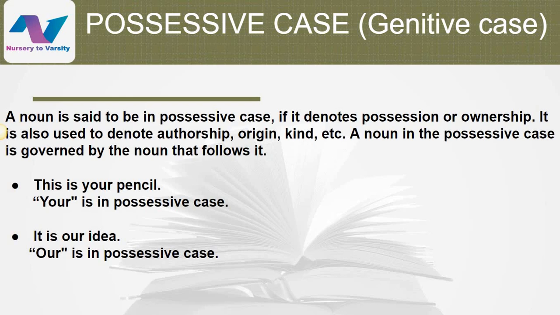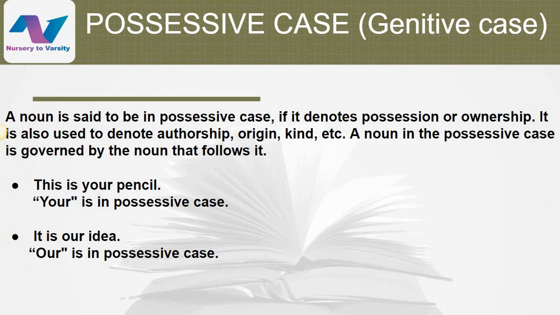Moving on to the next type of case, that is possessive case. Possessive case is also known as genitive case in general terms, and it is all about possession and ownership. It is used to denote authorship, origin, kind, and some other cases as well. A noun in the possessive case is governed by the noun that follows it. For example, this is your pencil. Now here, the relation of pencil is from "your".